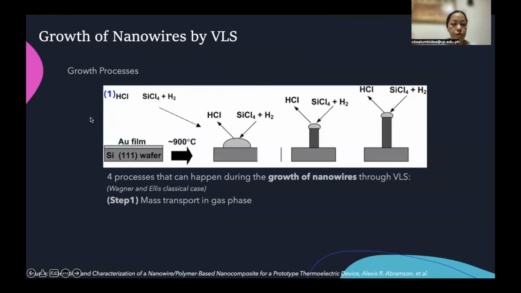First, we have the mass transport in the gas phase, in which the material is supplied by a gas flow with flow rate and gas ratio parameters. And then step 2, there's the chemical reaction at the liquid surface. So the nano droplet is exposed to a gas mixture, usually a silane and hydrogen gas mixture. And then the gold forms an alloy with the silicon and liquefies.